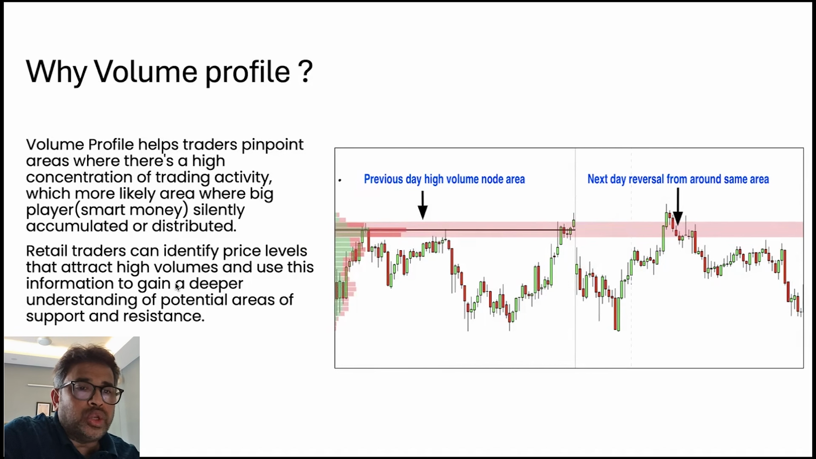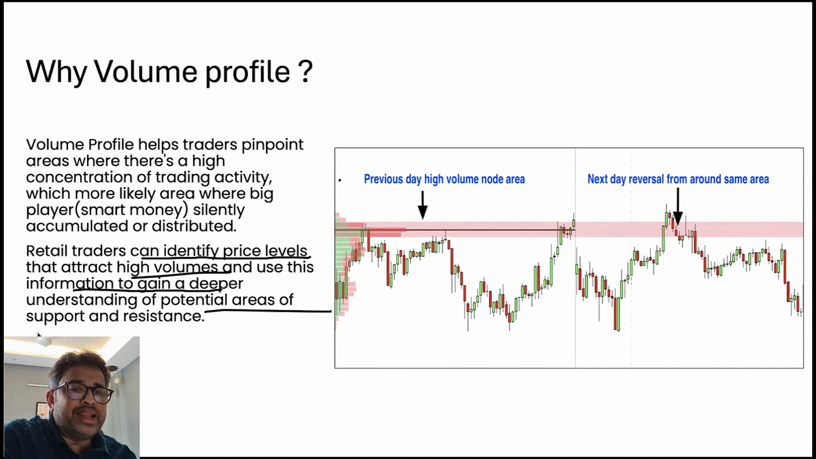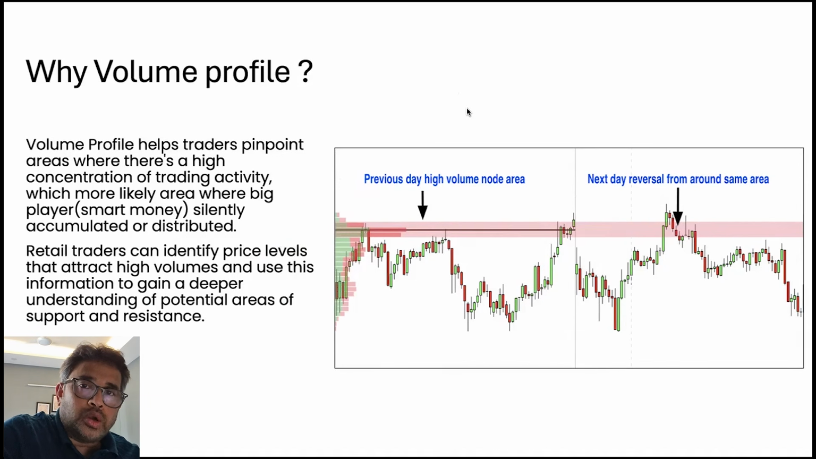So by knowing what big players are doing, where they're accumulating or distributing, retail traders can identify price levels which have the highest volumes, and they can use this information to get a deeper understanding of potential areas of support and resistance. All these days you knew about the day high, day low, previous day high, previous day low, CPR, and all this. By plotting the volume profile on your chart, you have one more important piece of information about the big players, where they are accumulating, where they are distributing.